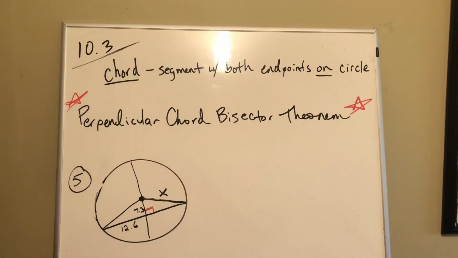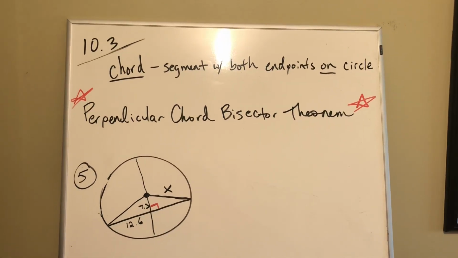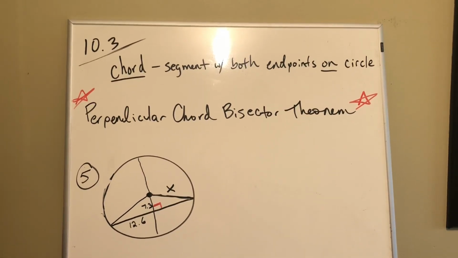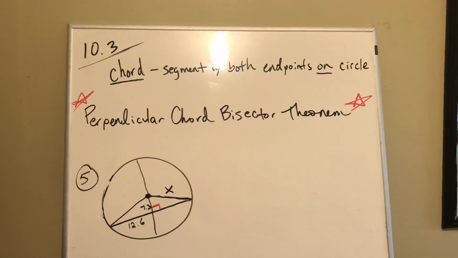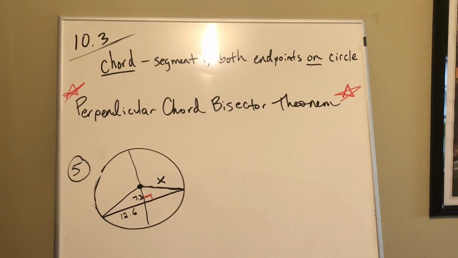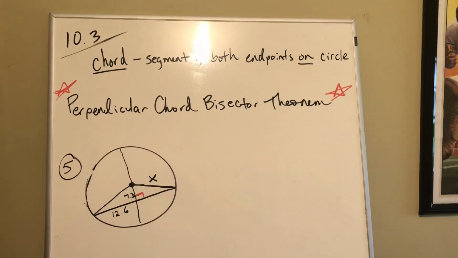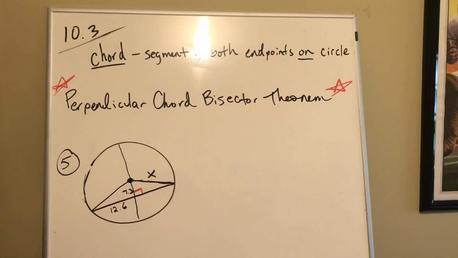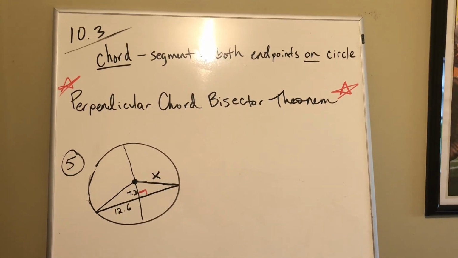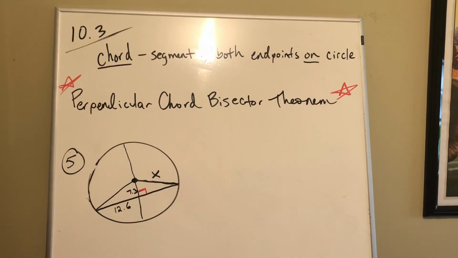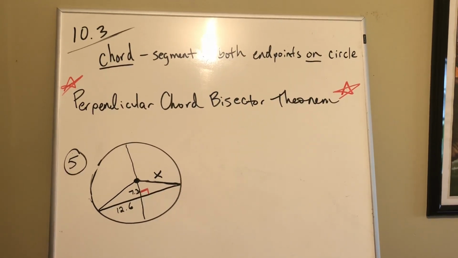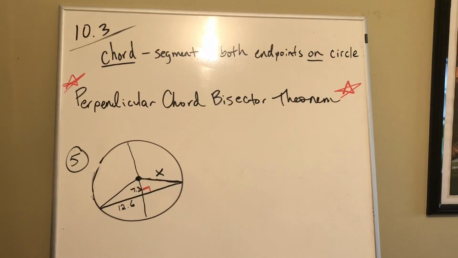Now this perpendicular chord bisector theorem tells me that if I have a diameter, your book says diameter, this can also be a radius. So either a diameter or a radius that forms a perpendicular relationship, a 90-degree angle, with a chord in a circle, that means that the chord gets bisected. It gets cut into two congruent components, two halves.